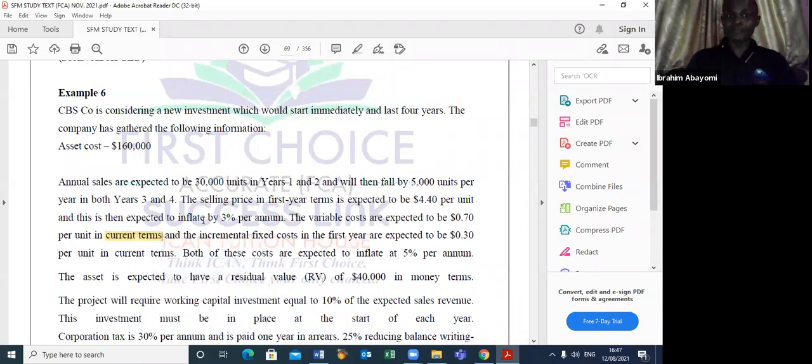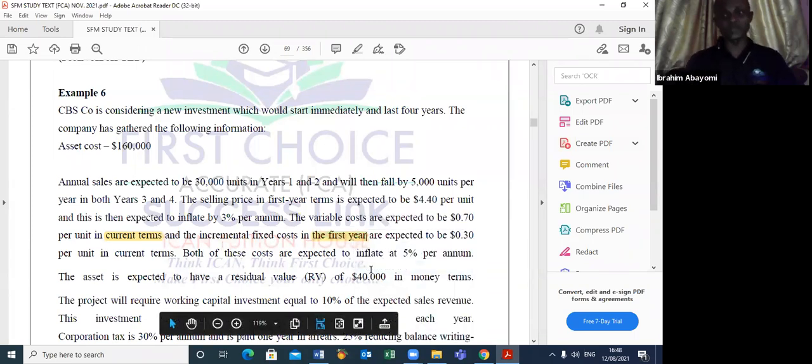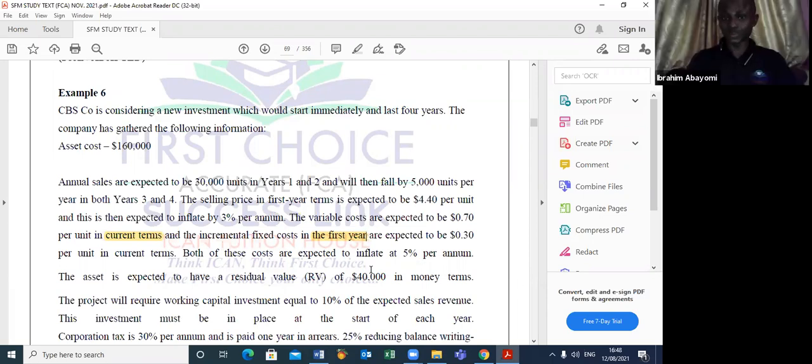It's in current term. And the incremental fixed cost in the first year. In the first year, please, you have to take note of all these terminologies. They are very, very essential. Sir, current term, does it mean year 0? Yes, current term means year 0. When they say the cash flow is in current term, it means it is in terms of year 0 prices. So you need to start inflating from year 1.